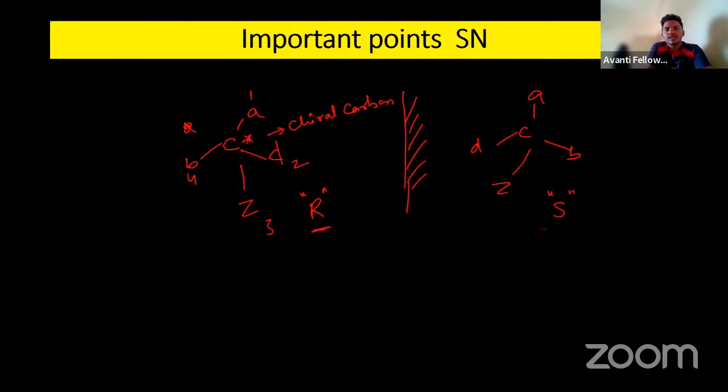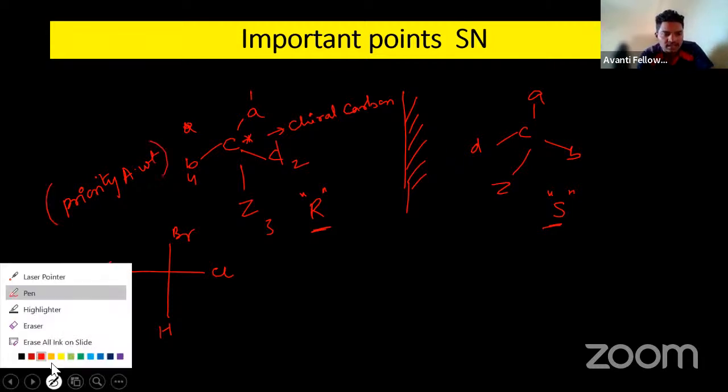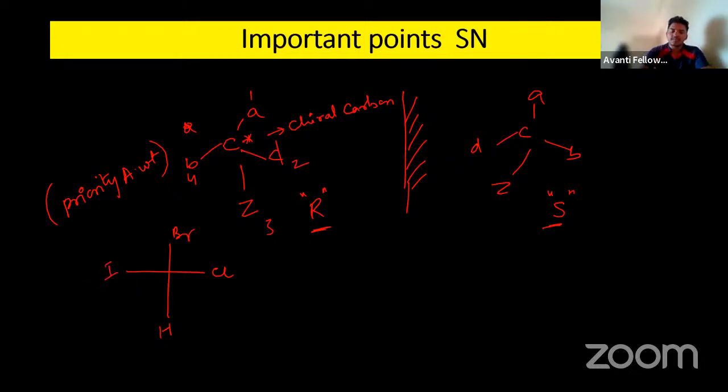Sir, can you help me find the R and S isomer? Very simple. Just draw one example I am taking. Say we have Cl, Br, iodine and hydrogen. Now I give the priority based upon the atomic weight. Iodine will get the number 1 position because iodine has more molecular mass. Then bromine will get 2nd, chlorine 3rd, and then hydrogen 4th.